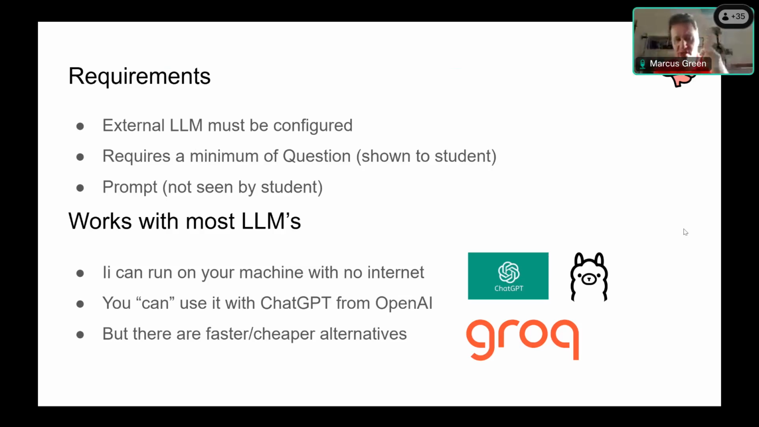As I say here, you can use it with ChatGPT from OpenAI, which most people know as the AI thing, but there are faster, cheaper alternatives, and also in certain jurisdictions, such as the EU, people sometimes would rather it was something that was entirely within their jurisdiction.